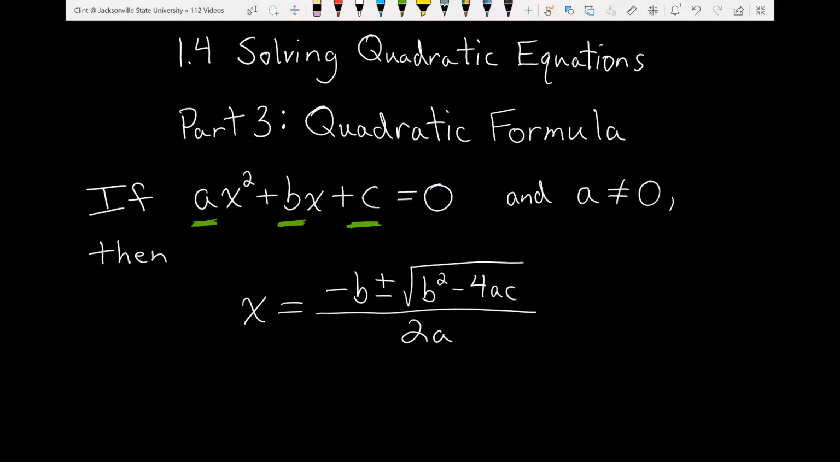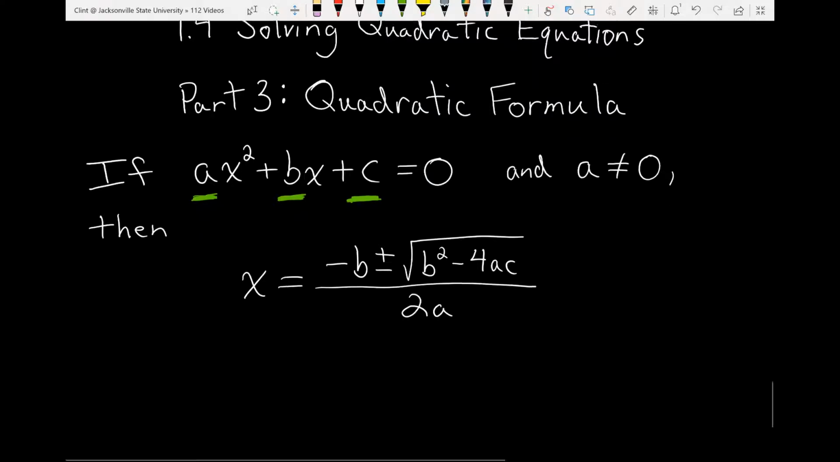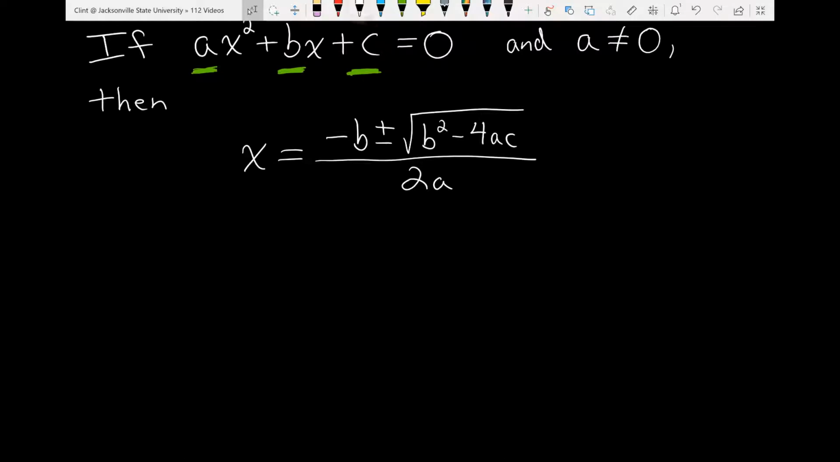Have all that, then we have a formula that says to find our solutions, our x values, it's negative b plus or minus the square root of b squared minus 4ac. And then that whole monster is divided by 2 times a. So let's look at an example.